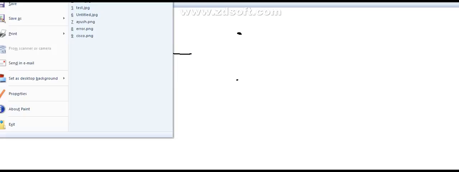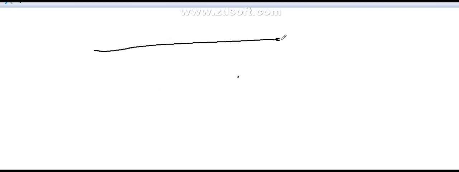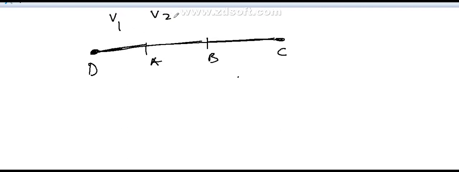A man covers 3 equal distances with speeds V1, V2, V3. I'm using the digital pad now, so I'm not able to see well. 3 equal distances, with speeds V1, V2 and V3. Find the average speed.